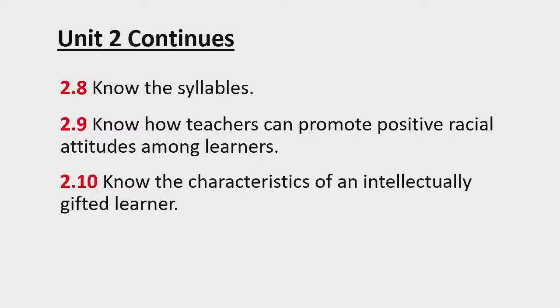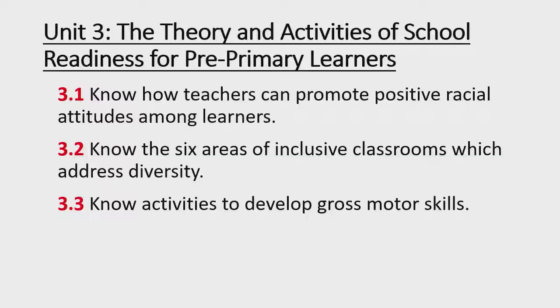2.10, know the characteristics of an intellectually gifted learner. So that is all that you must know in Unit 2. Those are the very important things that you should know. Then we go over to Unit 3. Unit 3 is about the theory and activities of school readiness for pre-primary learners.